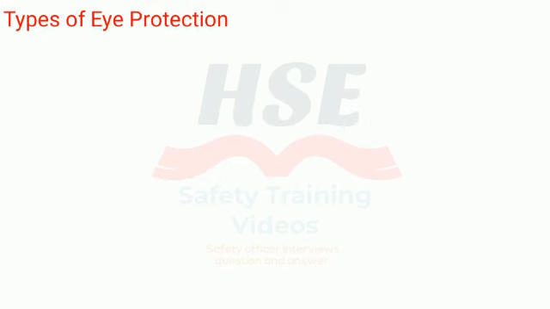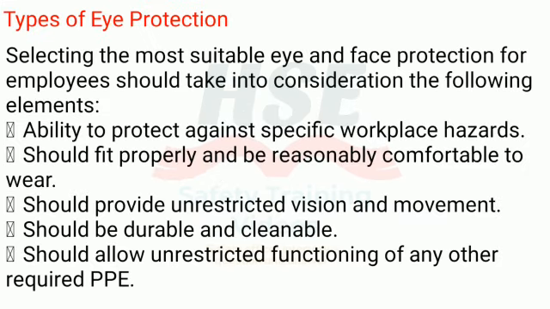Types of eye protection. Selecting the most suitable eye and face protection for employees should take into consideration the following elements. Ability to protect against specific workplace hazards. Should fit properly and be reasonably comfortable to wear. Should provide unrestricted vision and movement. Should be durable and cleanable. Should allow unrestricted functioning of any other required PPE.